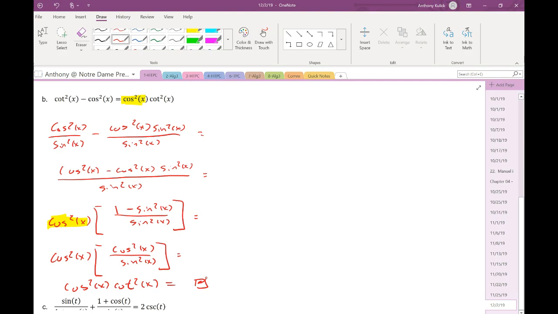To do it the other way, if I worked on the other side, I would have turned the cosine squared into 1 minus sine squared, and then distributed. And then you have the sine squared times cotangent squared, and when you turn it into cosine squared over sine squared, that's where the cosine comes from. So you can do it from that side also. Really no different, or no more work anyways.